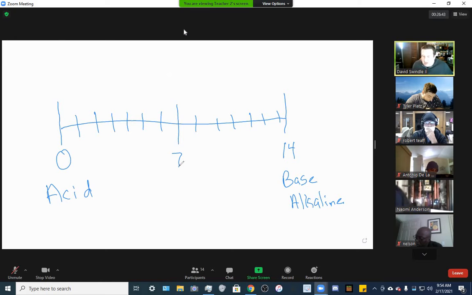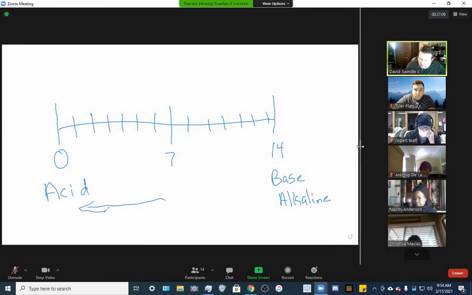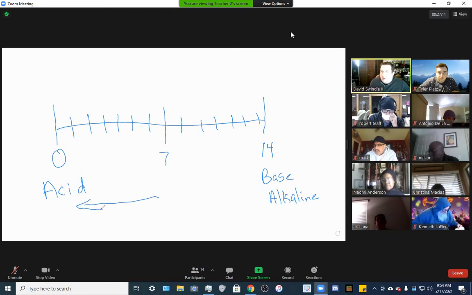Now, to understand this, what chemists have done is they've said, okay, a 7 pH, a truly neutral product, is distilled water. It has no minerals in it. Distilled water has a pH of 7. It is right in the middle. It is not acid, it's not alkaline, but as that chemical goes down in pH, it becomes what?